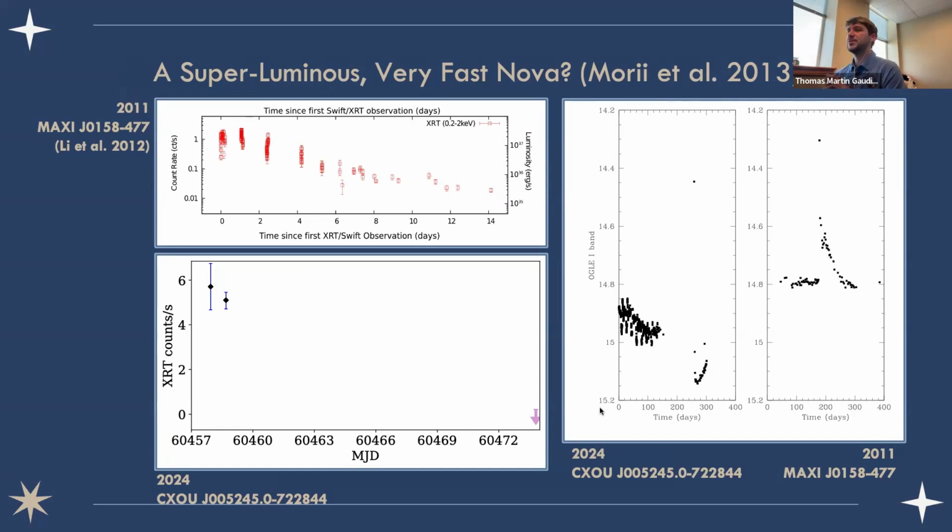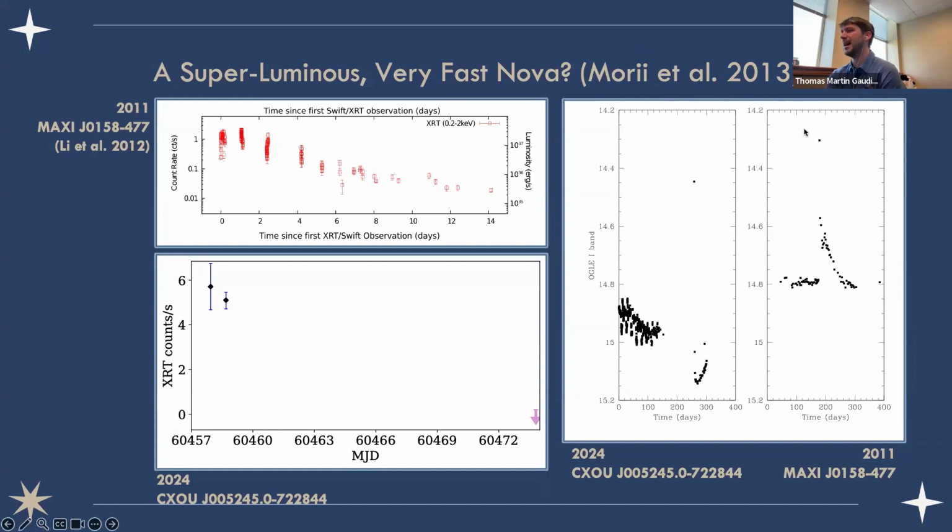Now, as we can see, in this MAXI source we again have a rapidly decaying light curve in the XRT. We see that this source is only around for 14 days before fading away from view. I will note that this source also reached a super Eddington luminosity. The first MAXI detection of this source placed the maximum X-ray luminosity of the source at 10 to the 39 ergs per second, even more luminous than our recent 2024 outbursting system.